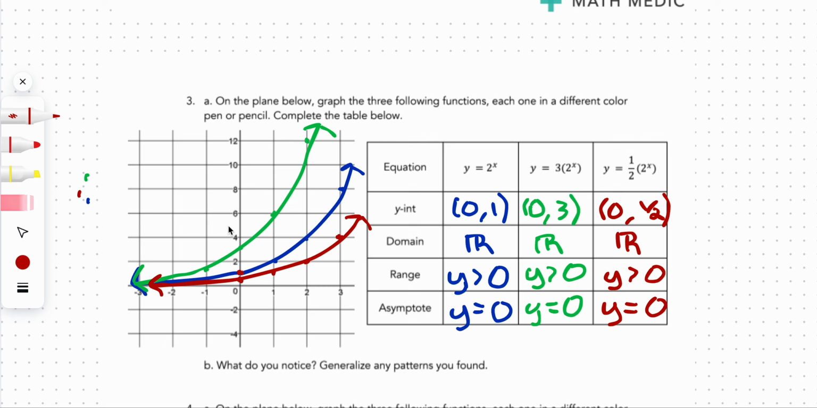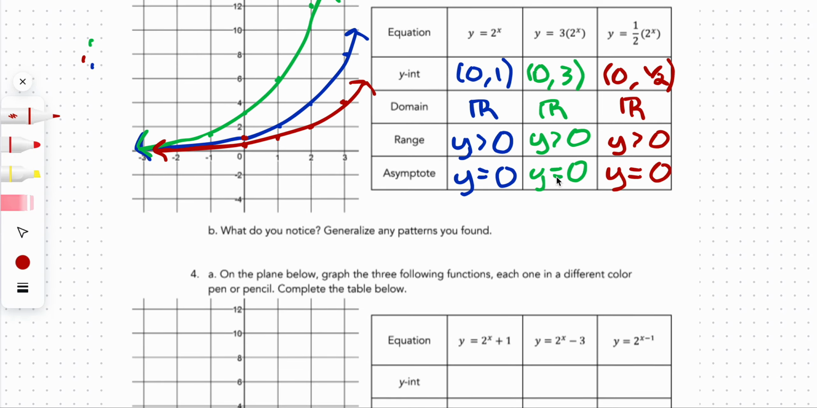Let's look at our y-intercept. It's changing our y-intercept. Here, where we have y equals 3 times 2 to the x power, our y-intercept is 0, 3, right? Here where it's 1/2, our y-intercept is 0, 1/2. Here it's 0, 1, right? We have an invisible 1. So it's changing our y-intercept. That's what the number out in front of this does. That's important.